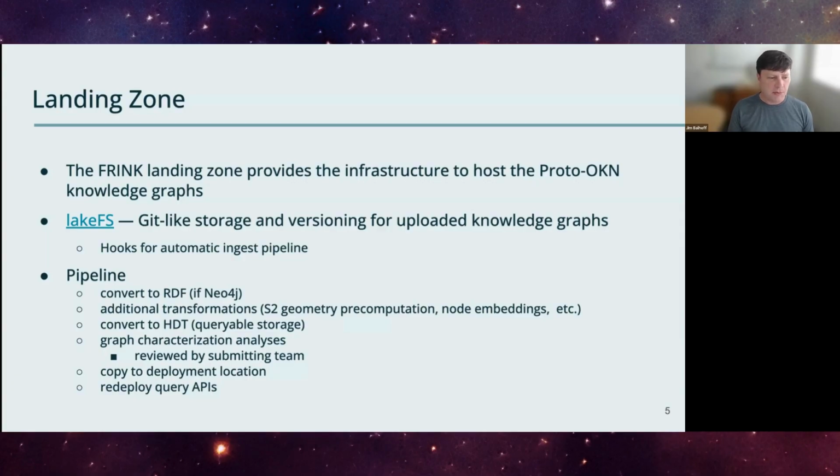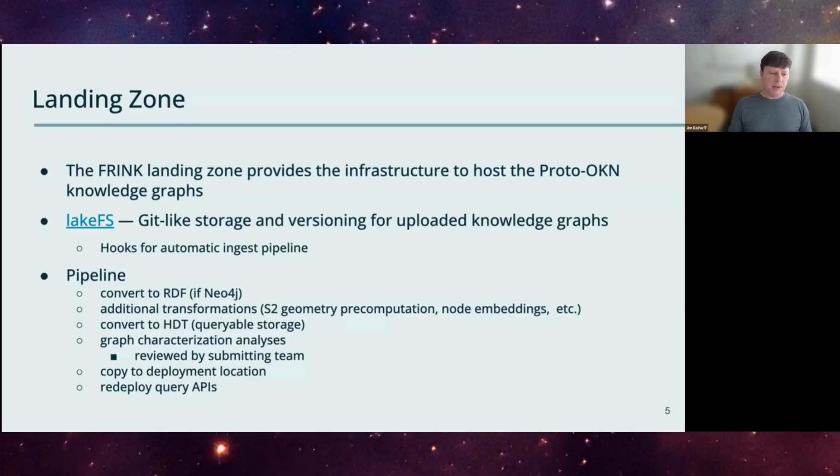This pipeline handles a few different tasks. For one thing, if necessary, it converts the data to RDF. Some of the groups use a knowledge graph technology called Neo4j, so we provide a way to map from Neo4j into RDF, and to do that repeatedly whenever they upload a new Neo4j database. It may perform some additional transformations, such as geometry computations for some geographical features. There's a system called S2, which some of the groups make use of to describe locations of features. We compute node embeddings on the uploaded graphs, et cetera.